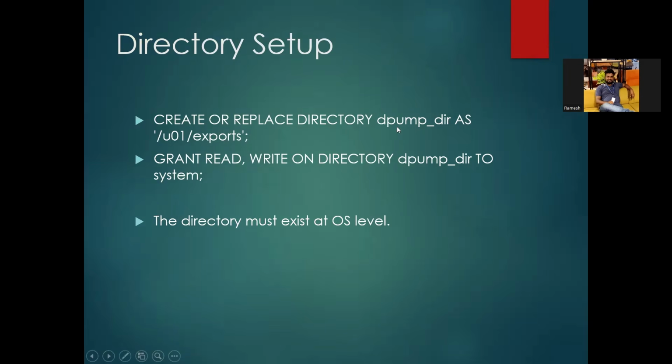For the directory name we mention dbump_dir, and we provide our OS level directory name, the OS level path. Then we provide the grant: grant read, write on directory, directory name, to system, so that it can read our metadata. The directory must exist at the OS level. I will show you that.